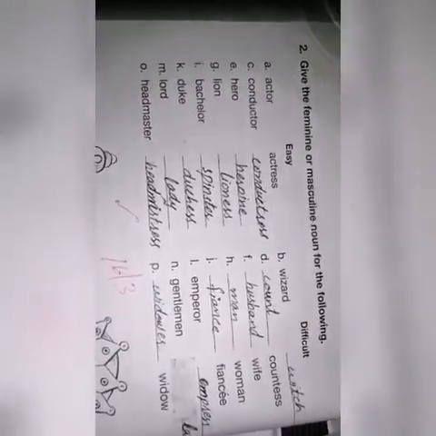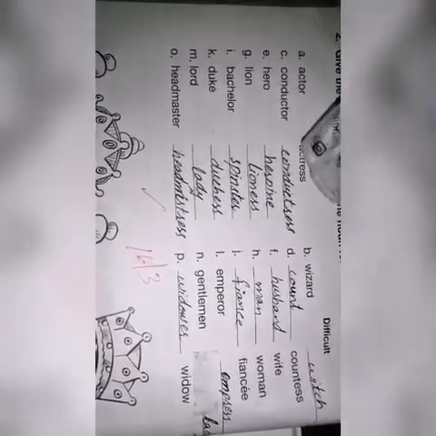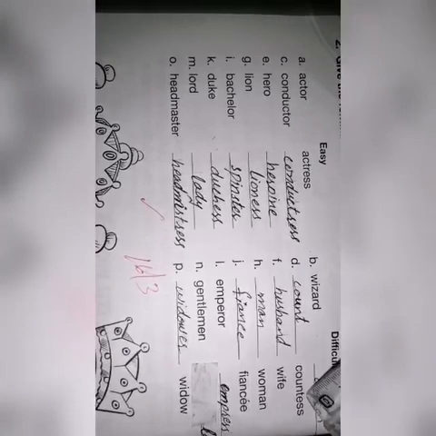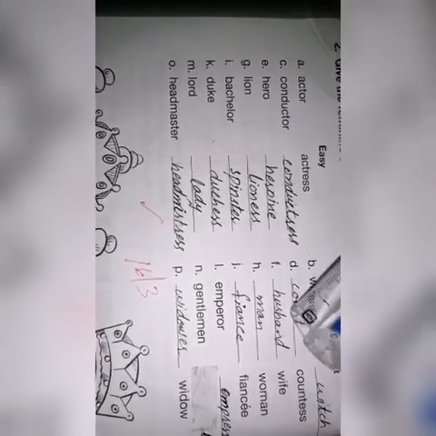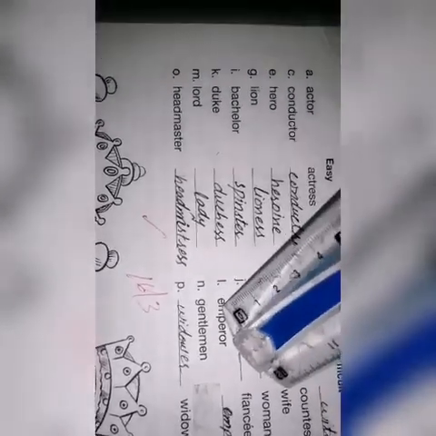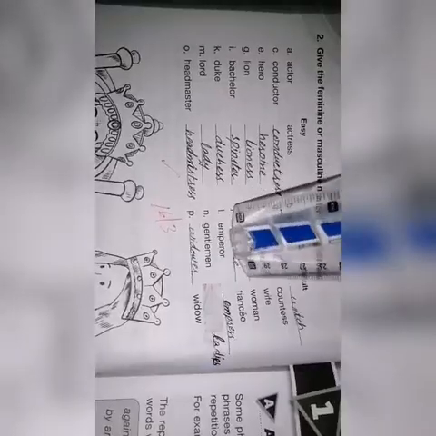Next, second question, give the feminine or masculine noun for the following. Actor, actress, conductor, conductress, hero, heroine, lion, lioness, bachelor, spinster, duke, duchess, lord, lady, headmaster, headmistress, wizard, witch, countess, count, wife, husband, woman, man, fiancé, fiancée, emperor, empress, gentleman, ladies, widow, widower.